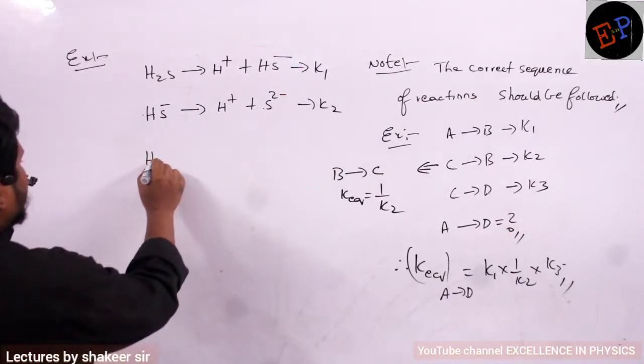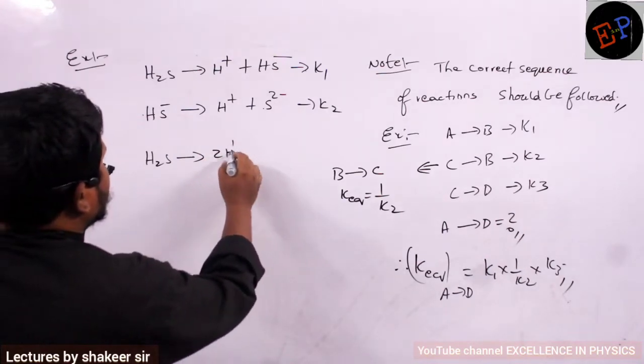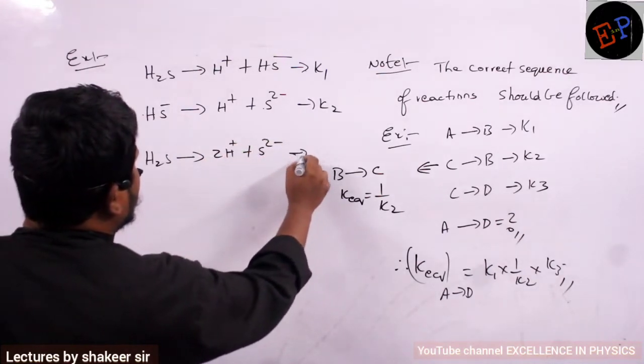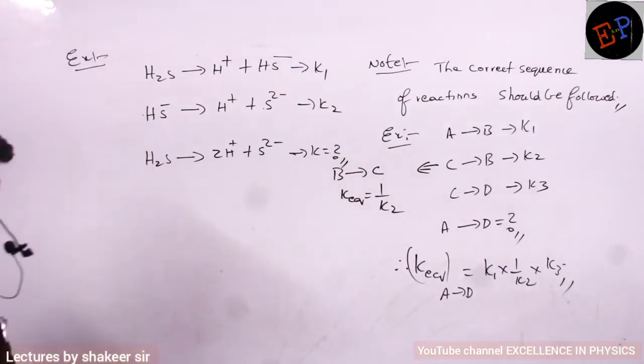And finally, H2S got converted into what? It converted into 2H plus plus S2 minus. And for this, what is the equilibrium constant? That is the question. Okay.